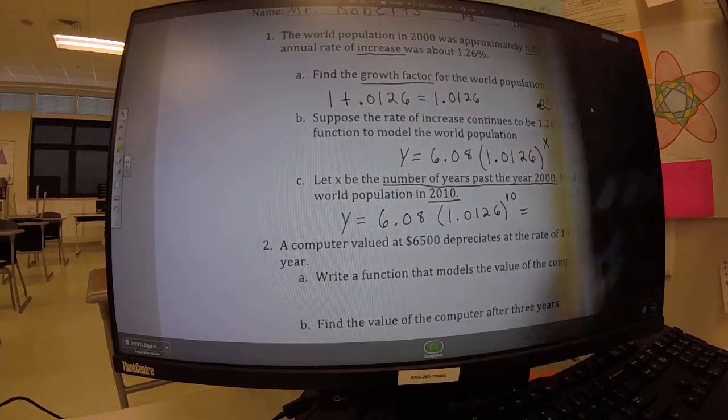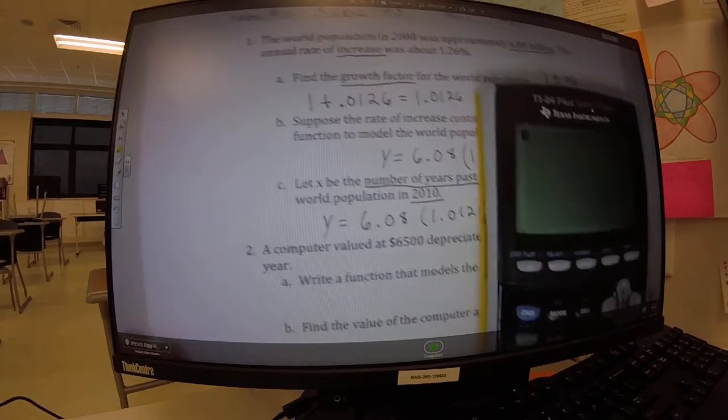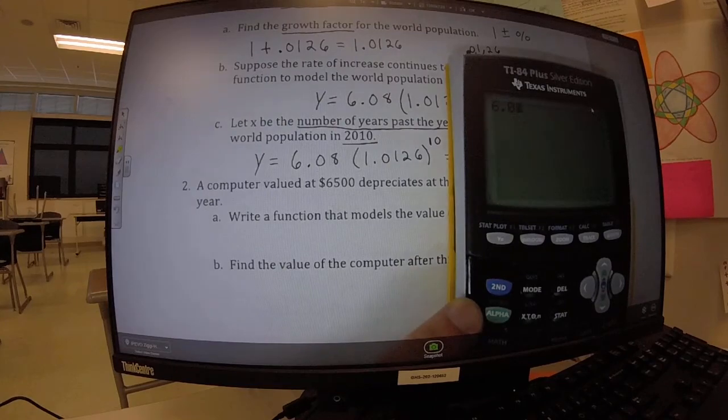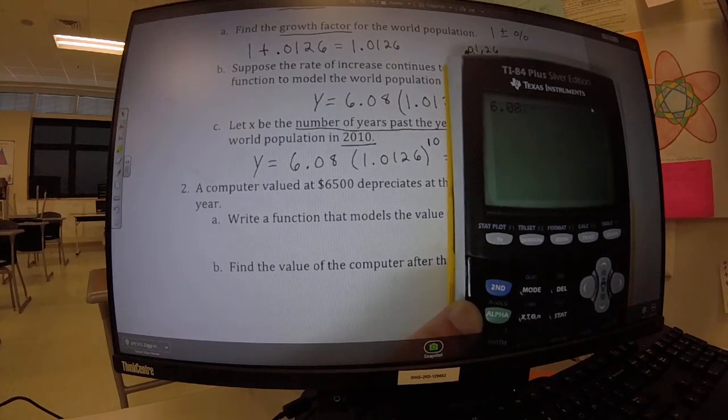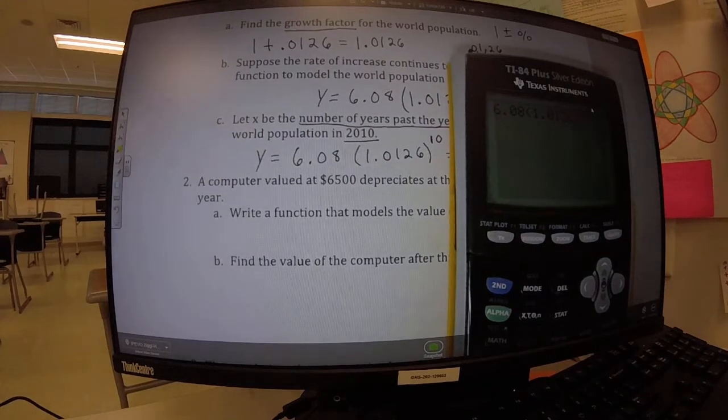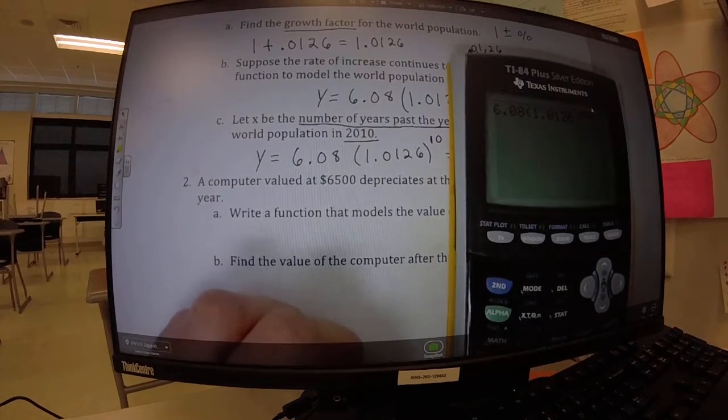Okay, we're going to grab our calculators. We're going to type in exactly what we see, parentheses and exponents included. So let's go ahead and dive in and do that. 6.08, parentheses, 1.0126, raised to the, so we're going to use the caret button, raised to the 10th power. All right.